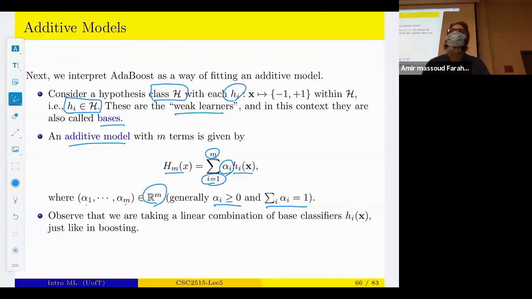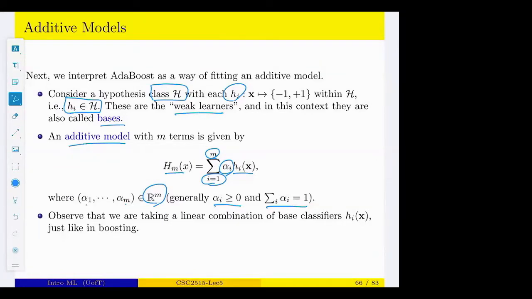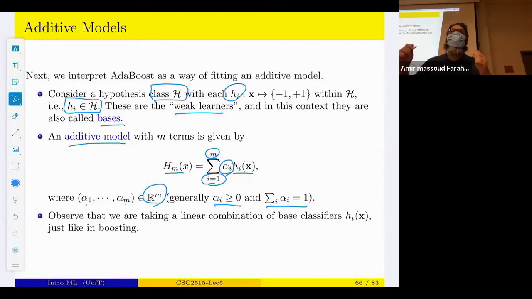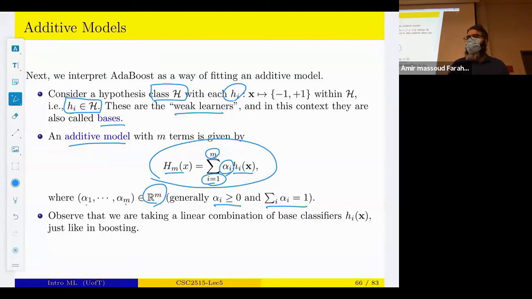What is important to observe here is that this is essentially the same form as the ensemble that we have in boosting. Boosting was combining M different classifiers, or capital T weak learners, at the end of its procedure, and the result would essentially look like this. So this is of the same form as the output of boosting. Is this clear? Okay, perfect.